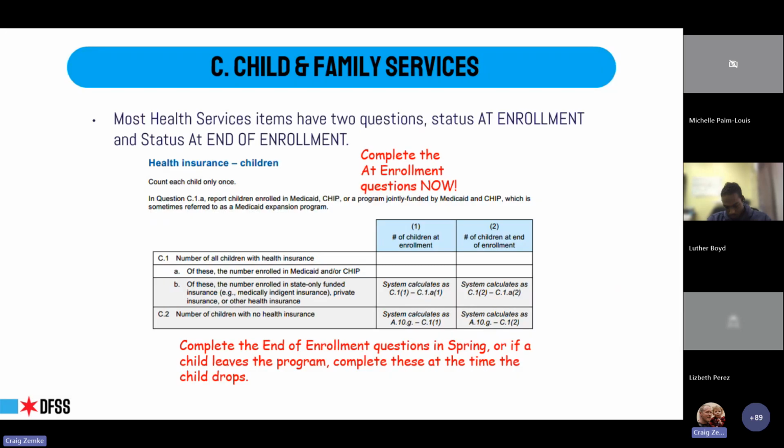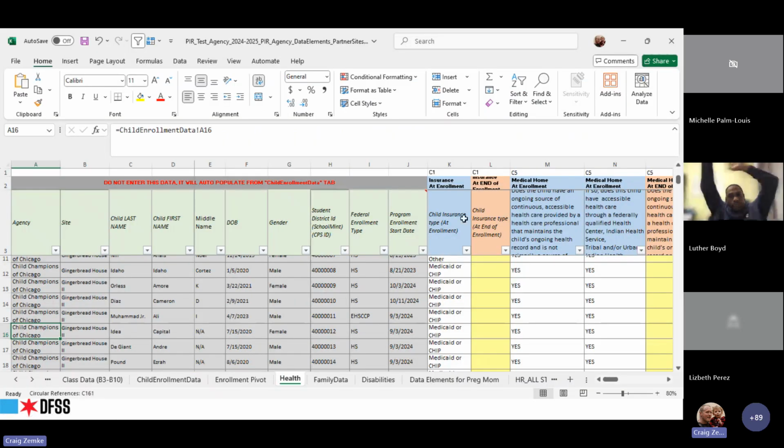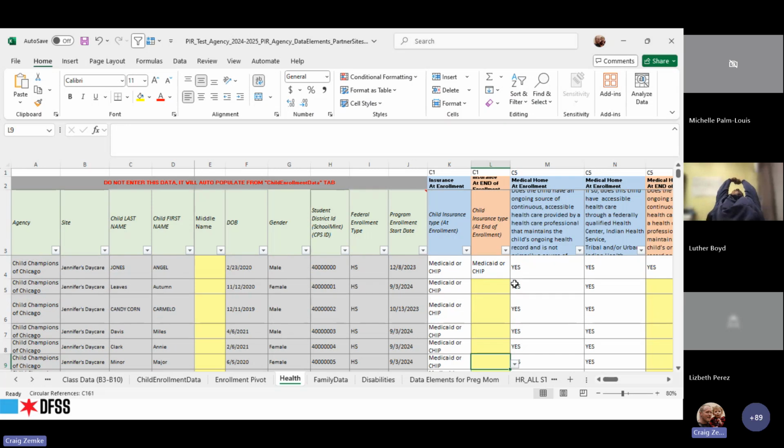So in Section A, we've been asked to report on how many children have health insurance, whether that is Medicaid or CHIP, and then it calculates the other numbers automatically. Again, there is an at-enrollment and end-of-enrollment field. We just took that information and put it right on the PIR here. So child insurance type at enrollment right here, child insurance type at end of enrollment right here.